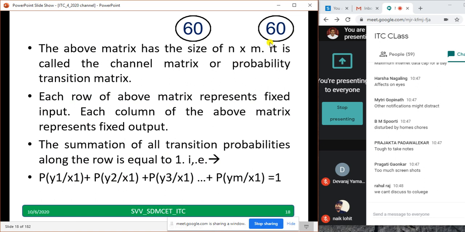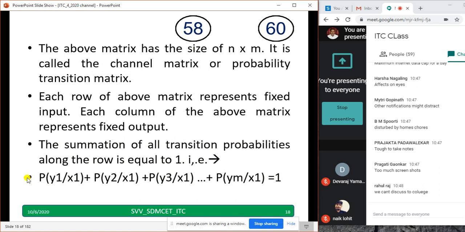See, the above matrix has size of n and m. It is called a channel matrix or a probability transition matrix. Both are the same. This you have to remember. Each row of the above matrix represents a fixed input. I am sending x1, receiving y1. I am sending x1, receiving y2. I may send x1, I may receive y3. When I add all these probabilities, it should become equal to 1. When I am sending x1, I should receive any one, either y1, y2, y3, y4, y5, y6 up to ym. When I add all these probabilities, it should become equal to 1. That is the reason this line is given. The summation of all the transition probabilities along the row is equal to 1.